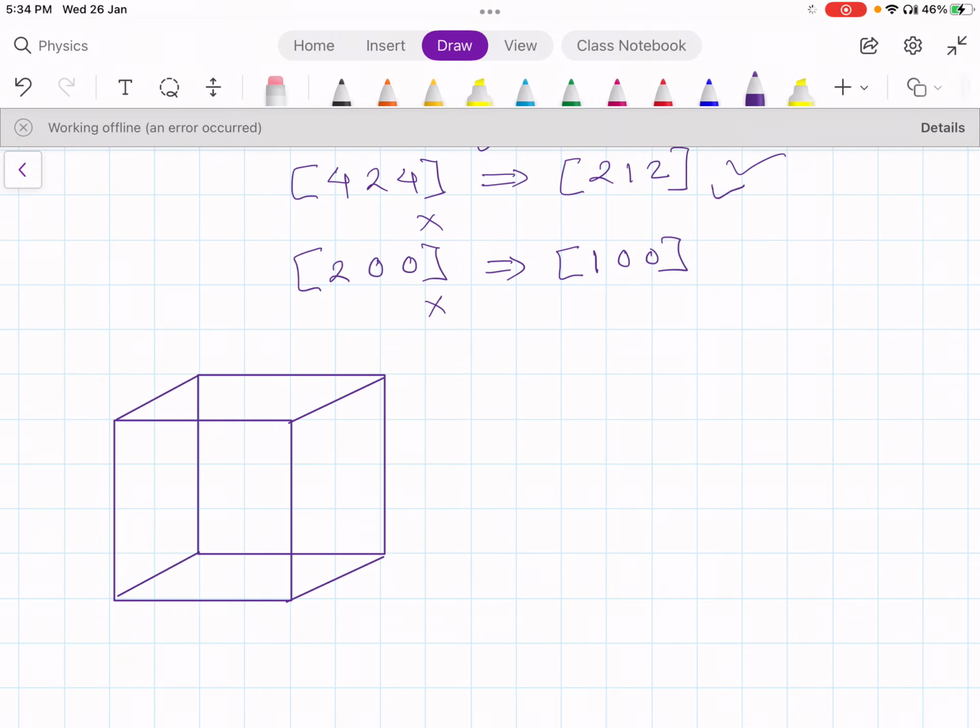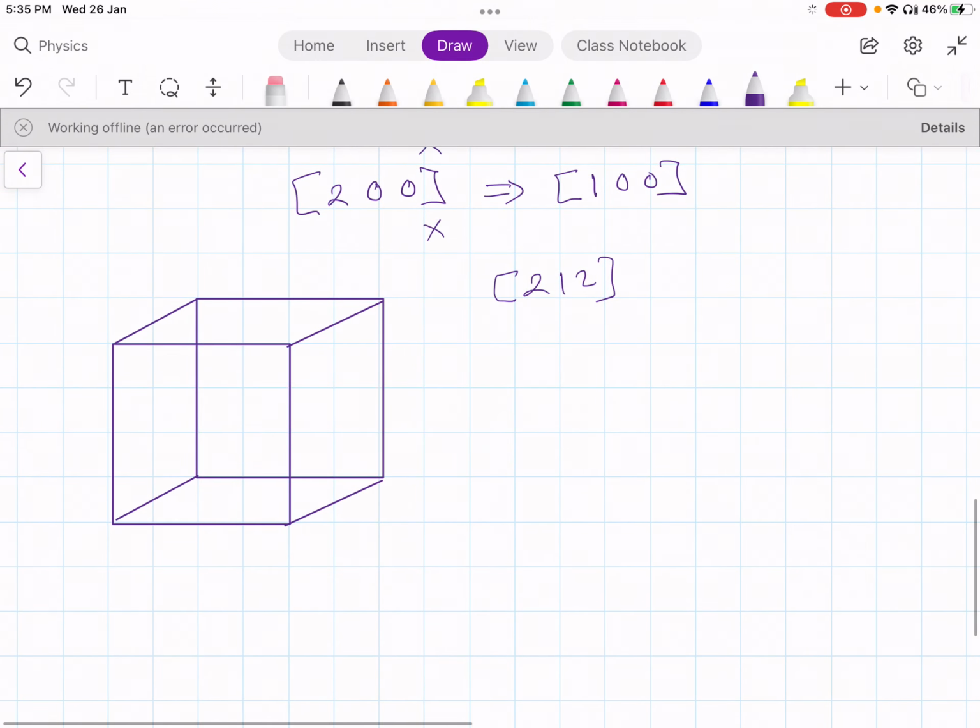So this is the unit cell, and in this unit cell we are going to show the direction whose Miller indices are [212]. I will simultaneously write the steps for how to draw the direction.